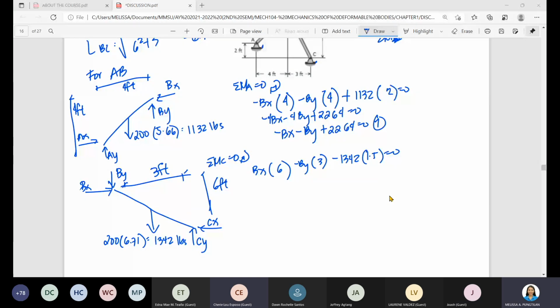So, okay na. So, sige, try kong magsulat. So, dito, 6Bx minus 3By. So, okay na? Nasusundan na ba? So, meron akong equation dito.